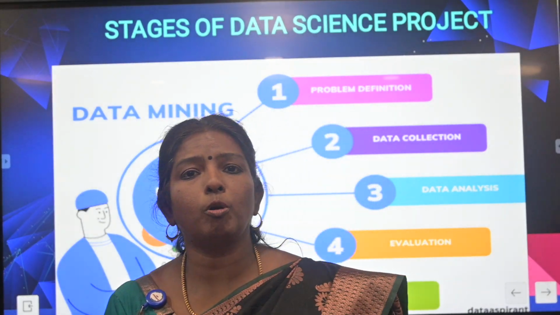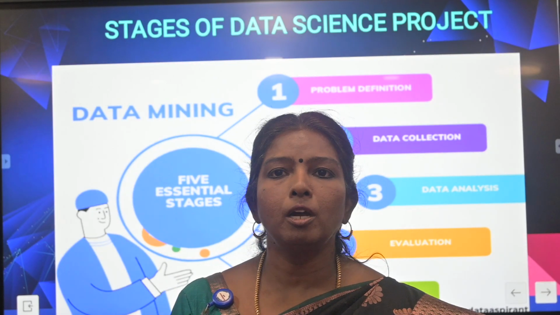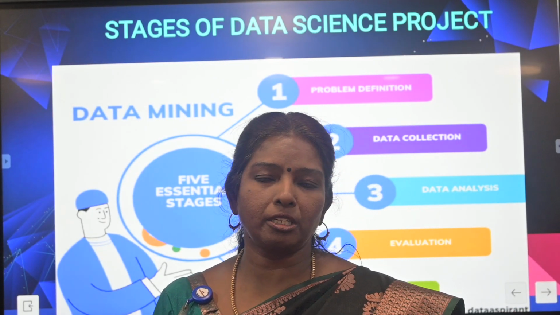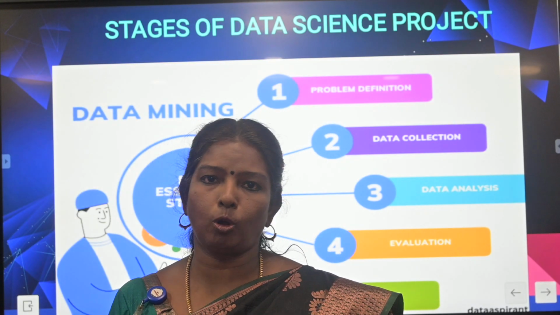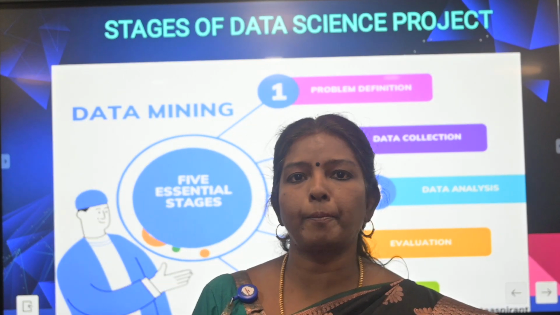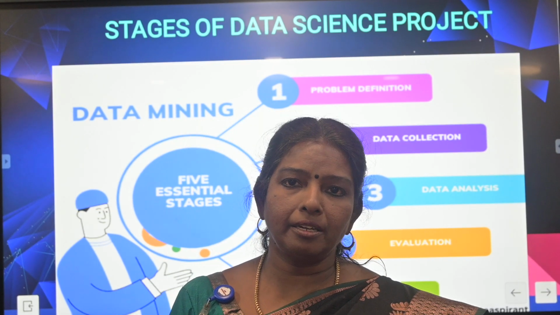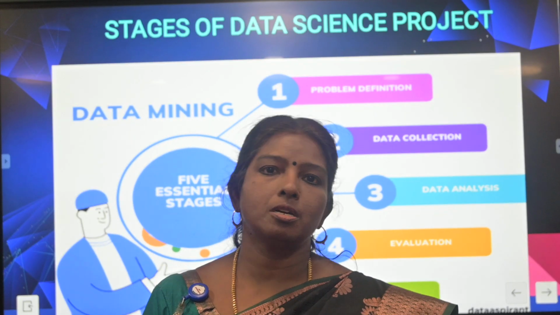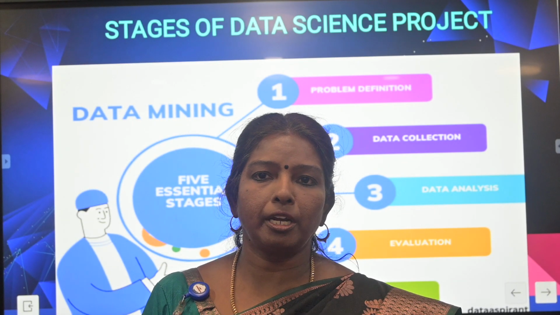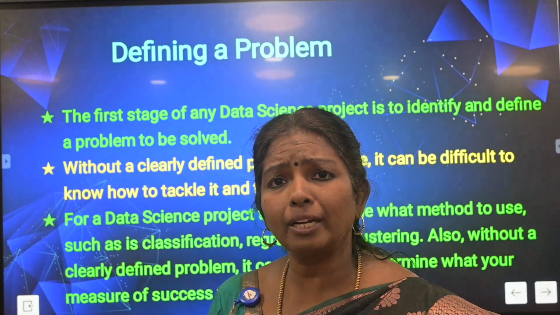So one must know about the different stages of a data science project. A data science project has 5 different stages. The first important stage is defining the problem. The next one is data capturing and pre-processing, the third one is analyzing, the fourth one is evaluation, and the fifth one is visualization, or communicating the results to the real world. That is called deployment.